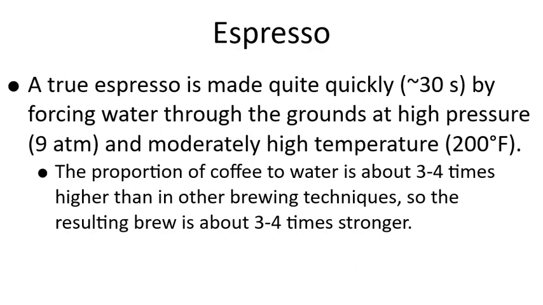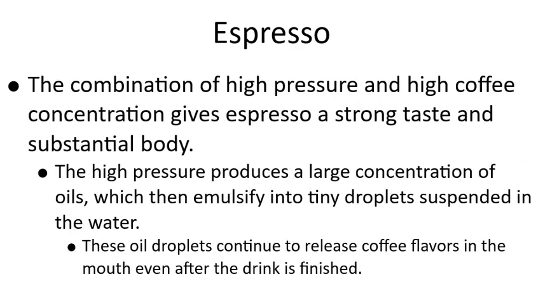Let's now turn to espresso. A true espresso is made quite quickly in about 30 seconds by forcing water through the grounds at a very high pressure of around 9 atmospheres and moderately high temperatures of about 200 degrees Fahrenheit. The proportion of coffee to water is about 3 or 4 times higher than in the other brewing techniques, so the resulting brew is about 3 to 4 times stronger. The combination of high pressure and high coffee concentration gives espresso a strong taste and substantial body.